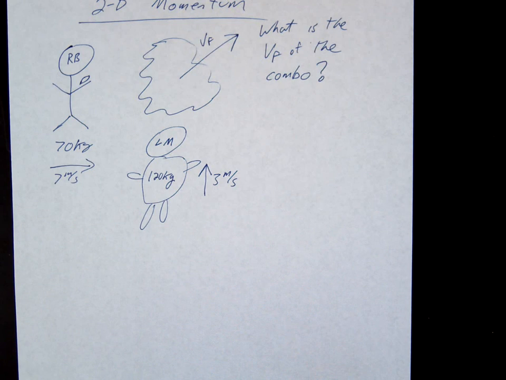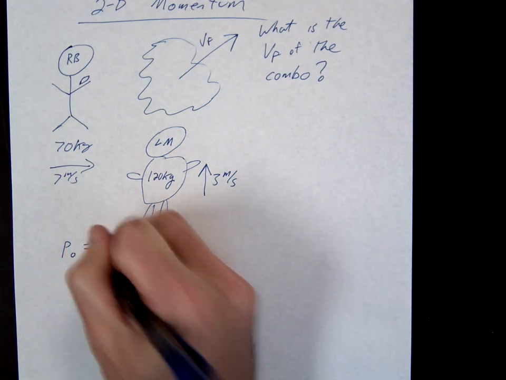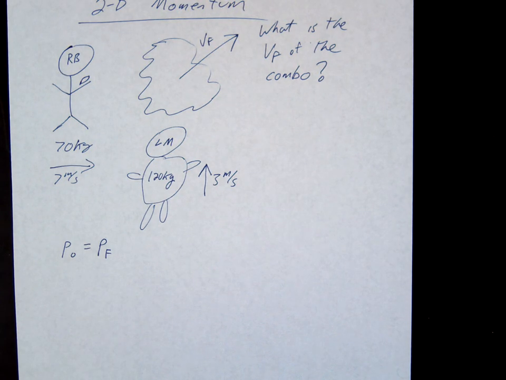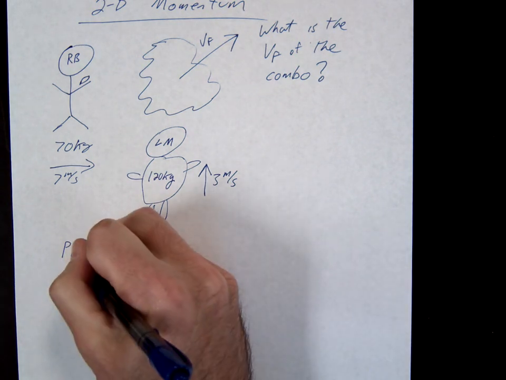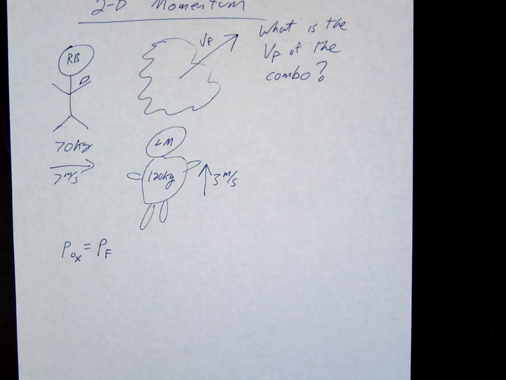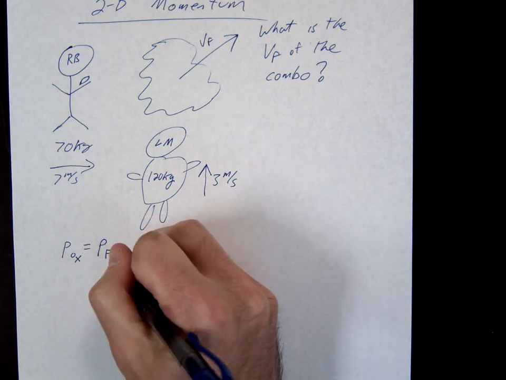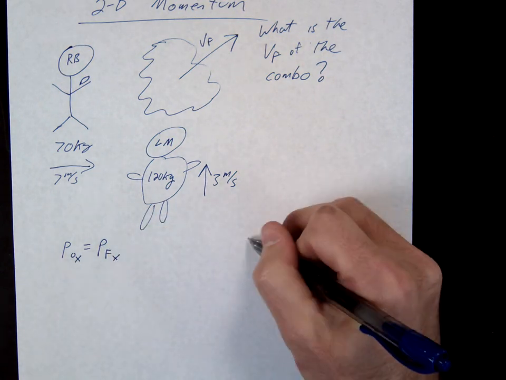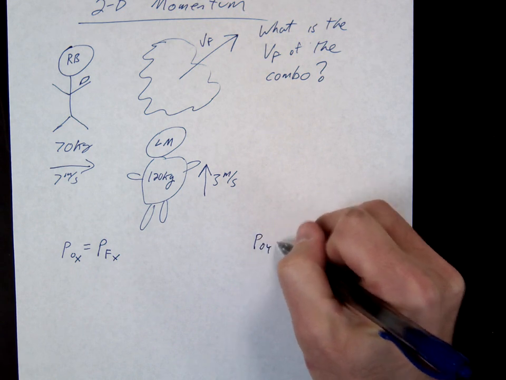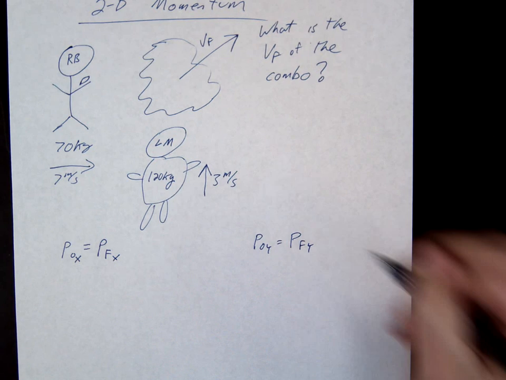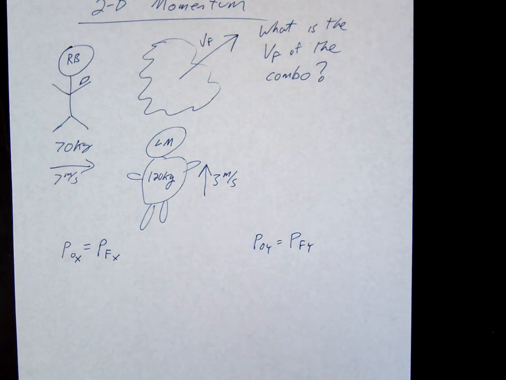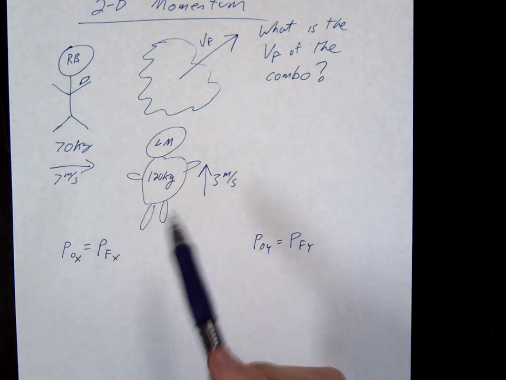All right, so just like we always do, we're going to say P initial equals P final. However, when we're dealing with 2 dimensions, because momentum is a vector, just like we always do with vectors, we're going to isolate our horizontal directions and our vertical directions. So we're going to say P initial x equals P final x, and over here on the side we're going to also say P initial y equals P final y. So we're going to keep our 2 dimensions separate and isolated from each other. That's how we'll do this.